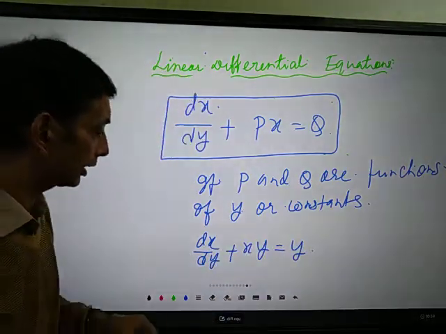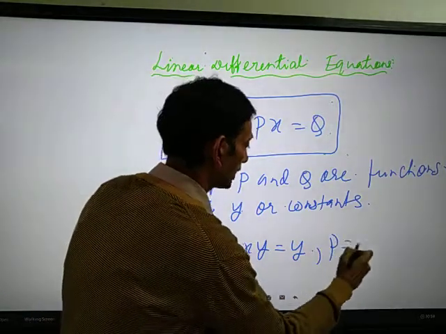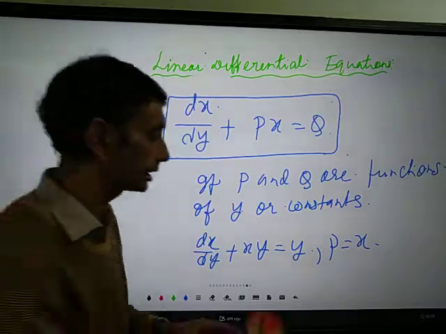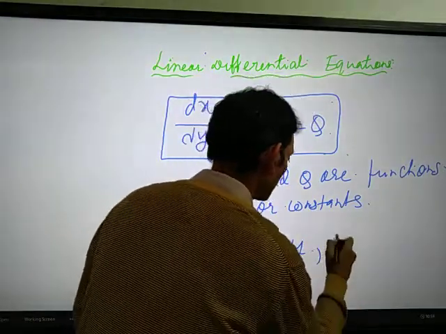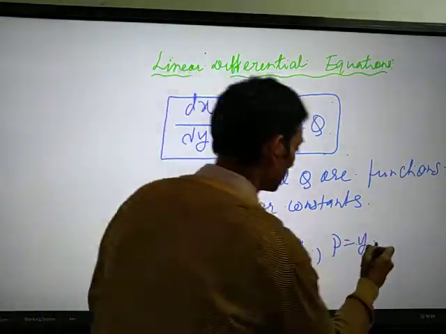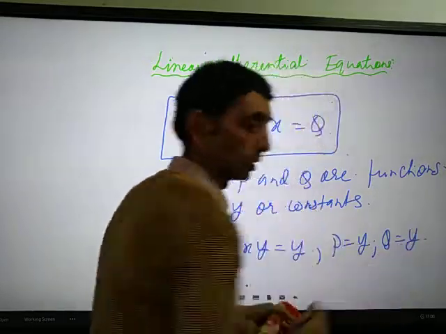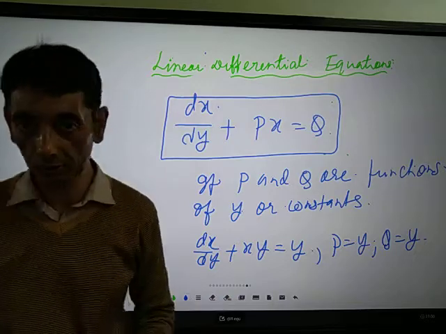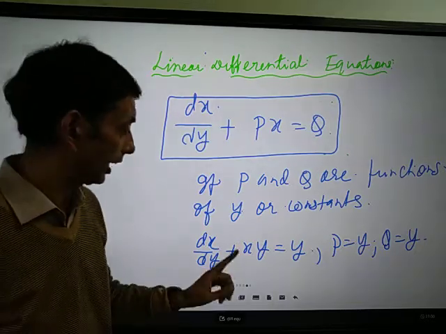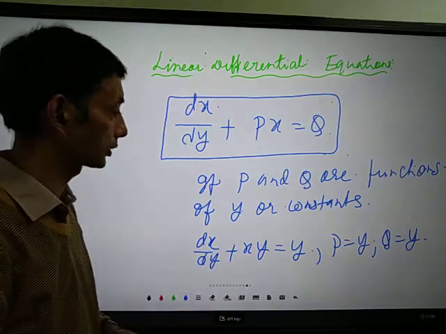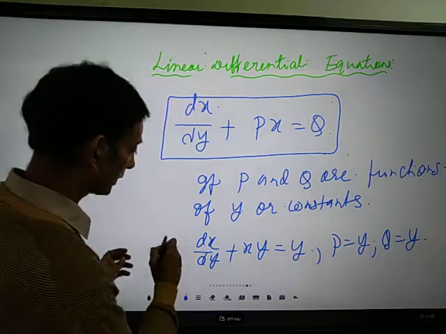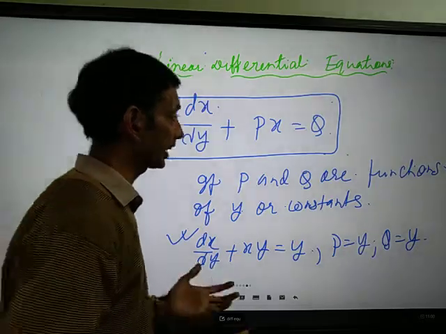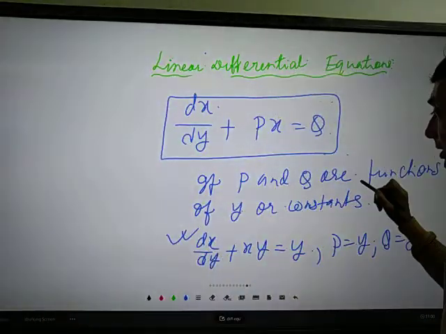If I give an example, dx by dy plus xy equal to y. Here p is equal to y and q is also equal to y. So p and q are both functions of y, and this is the second type of linear differential equations.